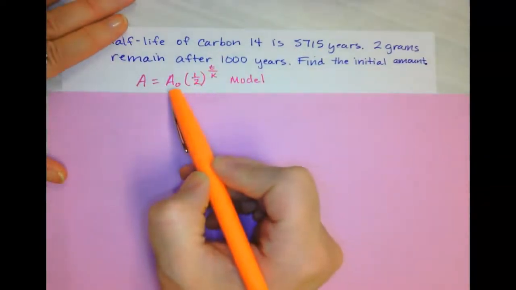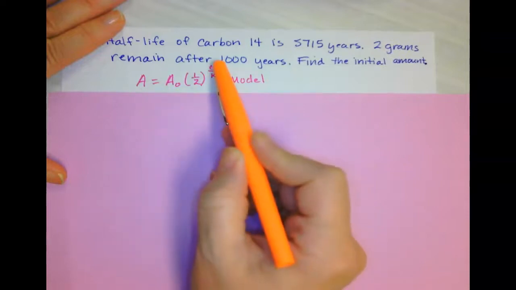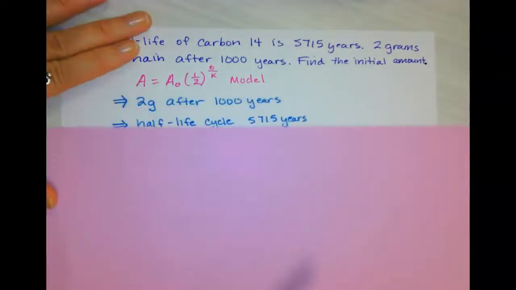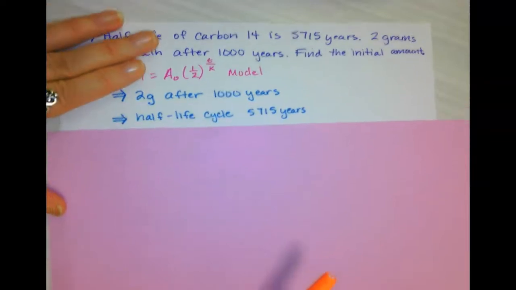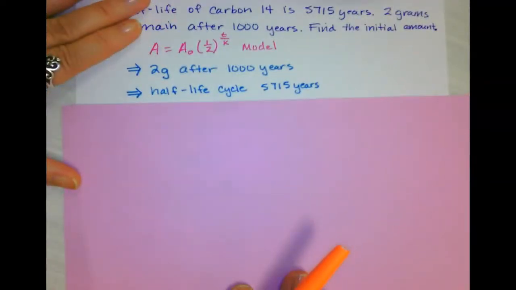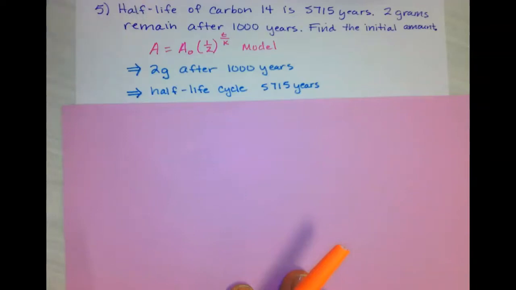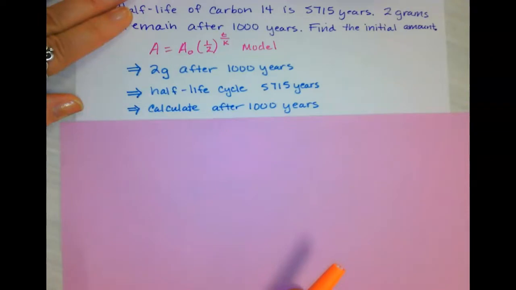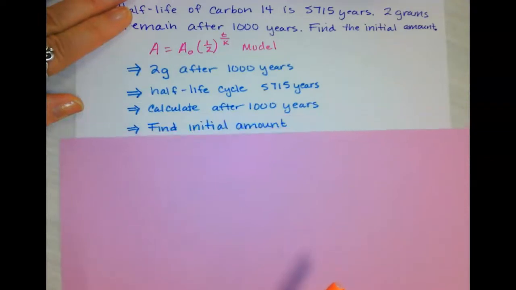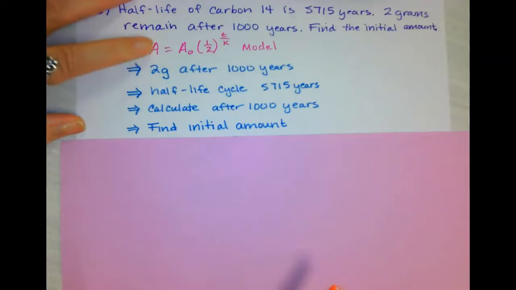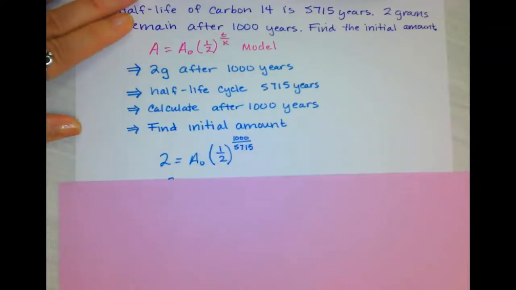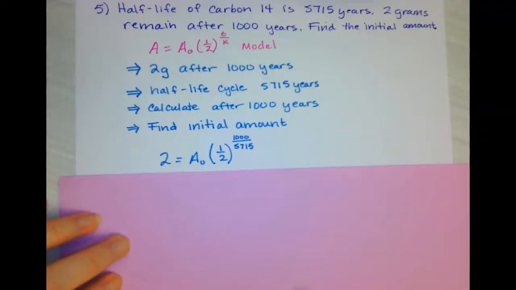Remember, this A sub 0 is initial amount, final amount, T, and K. Okay, so 2 grams after 1,000 years. Half-life cycle is 5,715 years. These are things that you want to think through so you understand where they go in this particular model. We're going to calculate it after 1,000 years, and we want to find the initial amount, this one right here, the starting amount. Okay, so then I put what I know in my model.